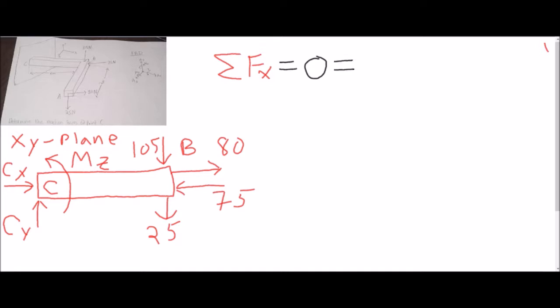The other thing, I'm going to write down the coordinate system right here. That's going to be y, this is going to be x. If we look in the positive x direction, we are going to have CX plus the 80. And then the only other force we have is the 75, which is going in the negative x direction.